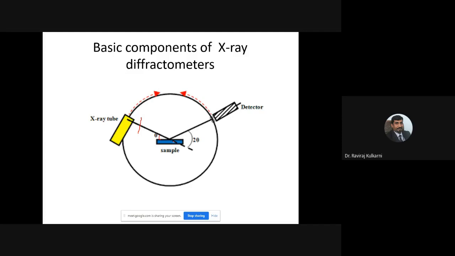So it would have gone straight like this, but it is reflected in this direction. What is the angle it is making with the detector? It is 2 theta. The whole setup is fixed in a goniometer, and here also we use some optics to collect the scattered X-rays.